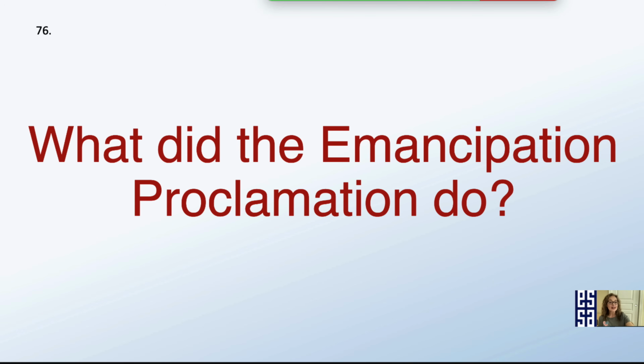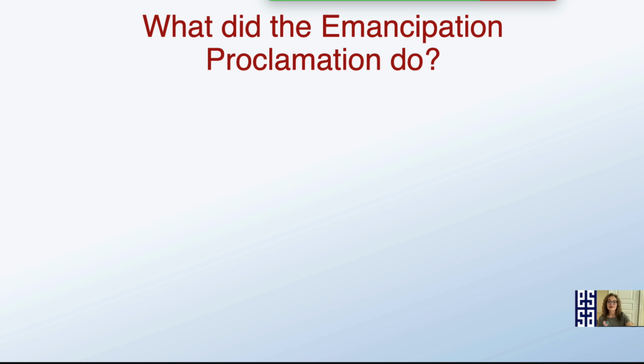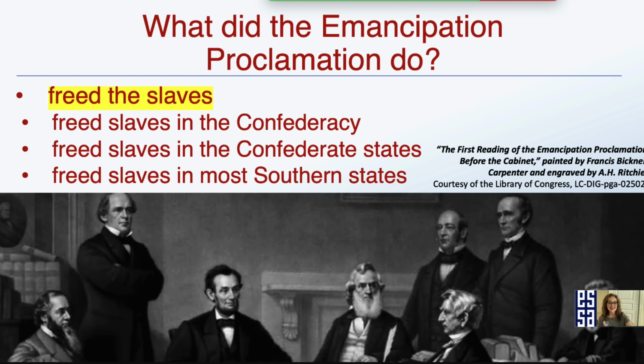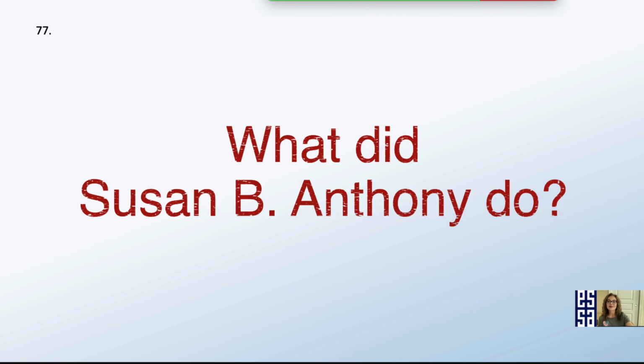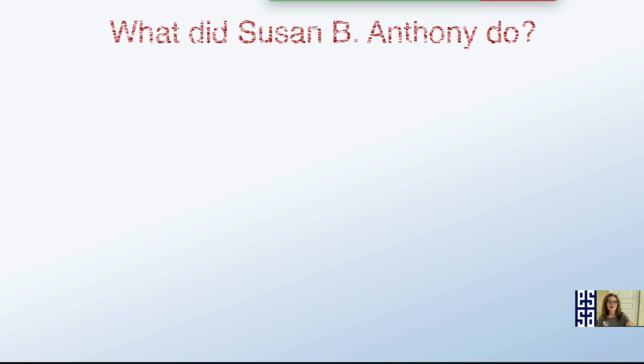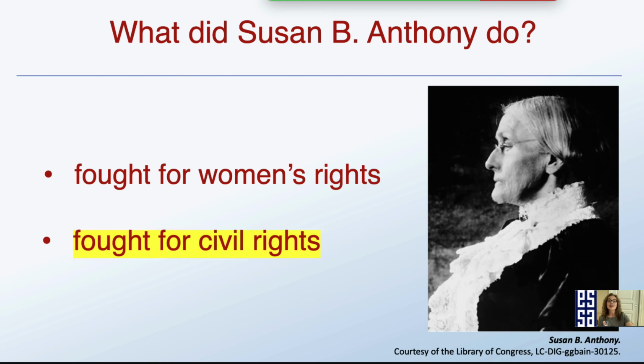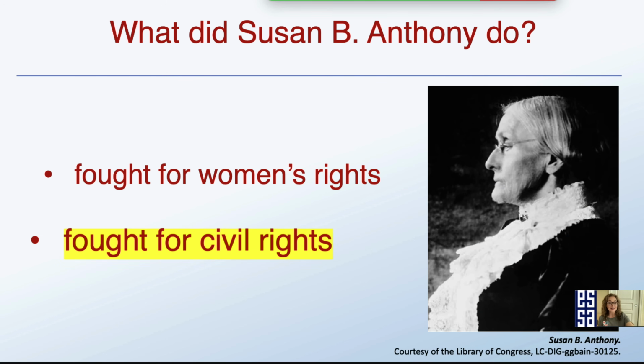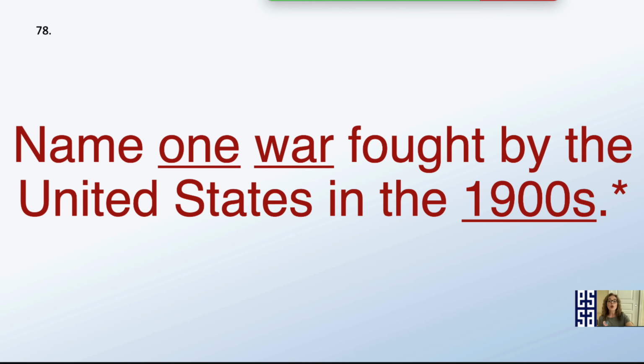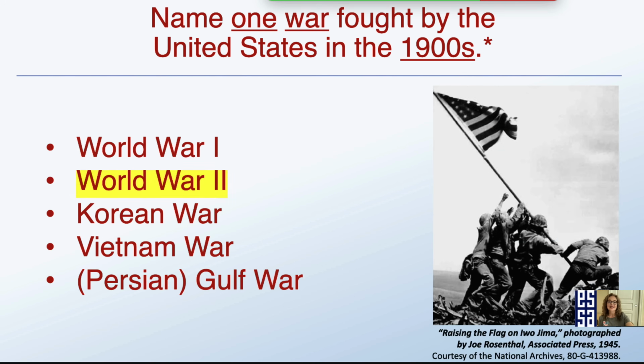What did the Emancipation Proclamation do? Freed the slaves. What did Susan B. Anthony do? She fought for civil rights or fought for women's rights. Name one war fought by the United States in the 1900s. Here I chose World War II.